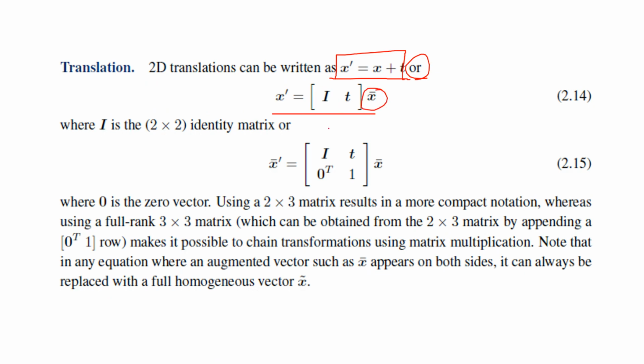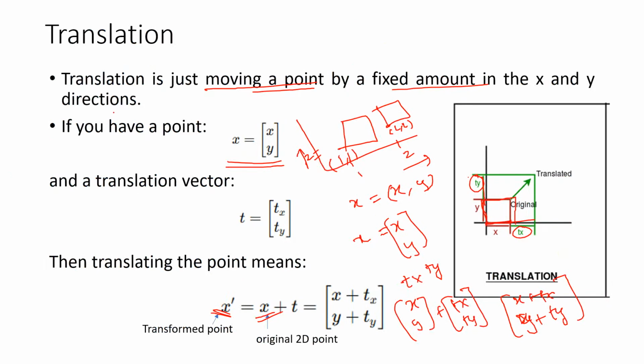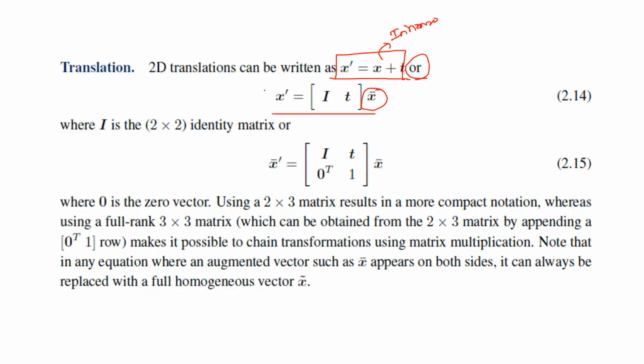This represents the homogeneous. Normally, this represents inhomogeneous. In inhomogeneous, if we have a point x and y, we will just write x equal to x and y. If we want to represent the same in homogeneous way, we will add 1 at the last. So this equation represents inhomogeneous coordinate, this equation represents homogeneous coordinate, where I is the 2 cross 2 identity matrix.